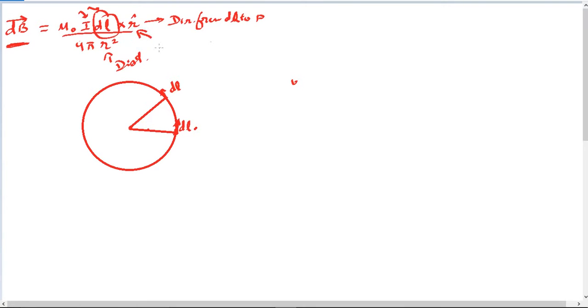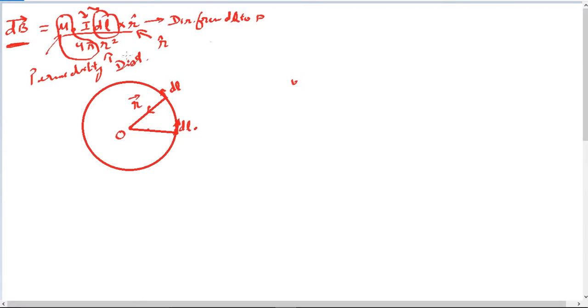This is the unit vector r, and it gives the direction from dl to the point. So this is unit vector r, and then mu naught over 4 pi is the constant of proportionality, where mu naught is permeability. Alright, so let's see how we can find the expression.